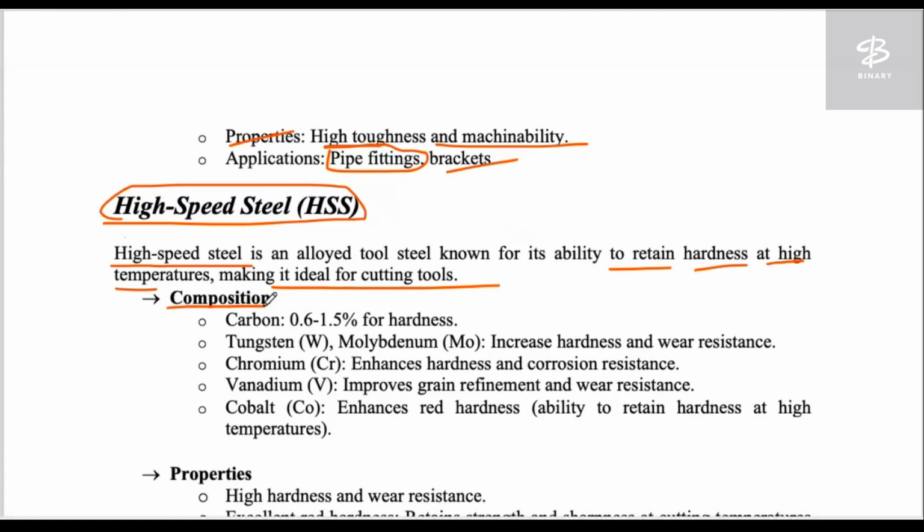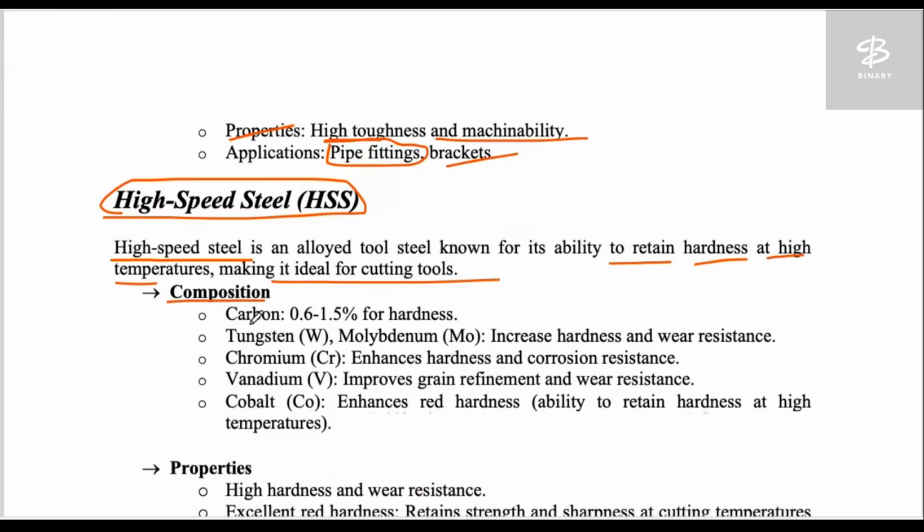Now we talk about compositions, right? So carbon, 0.06 to 1.5% of carbon for hardness. Tungsten, so why this much amount of carbon for the hardness? If we talk about tungsten, W, and molybdenum, they increase the hardness and wear resistance.